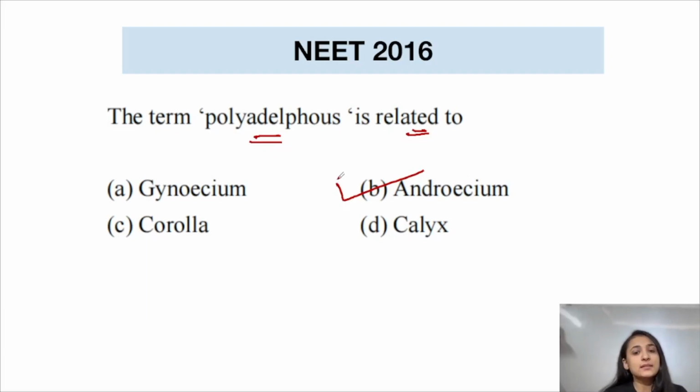Okay, so the correct answer is option number B, Androecium, because Androecium is the wall of stamens. So the term polyadelphous is directly related to Androecium. Options A, C and D are incorrect. All of these options represent the other walls of the flowers, but the polyadelphous term is not related to any of these walls. It is related to Androecium.